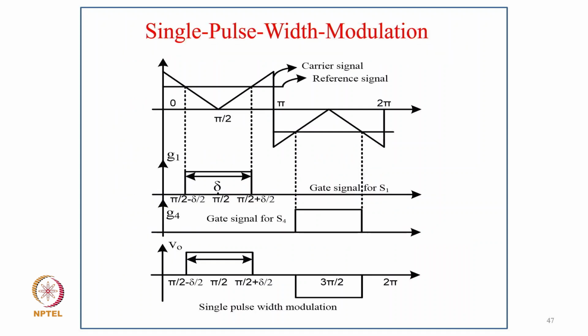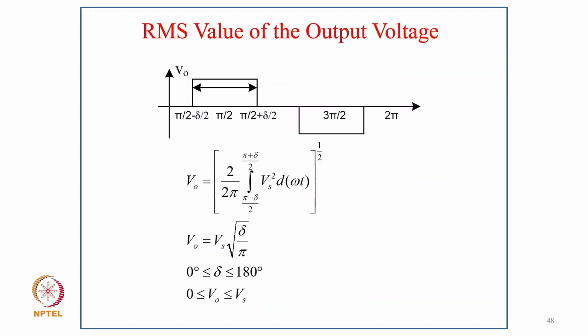This is the single pulse width modulation, where you can control the width of the pulse to control the output voltage or to eliminate one particular harmonic. Typically you compare a kind of sawtooth with your reference voltage, and the pulse width is accordingly decided, as you can see here for the devices. The output looks like a quasi-square wave with a width of delta angle, here plus minus delta by 2 over pi by 2.